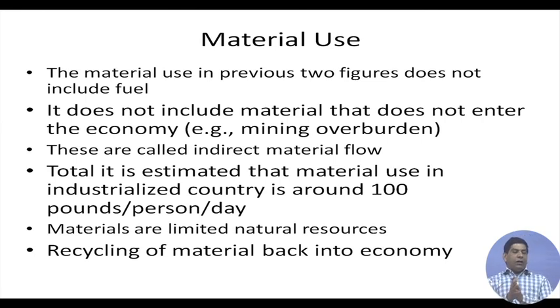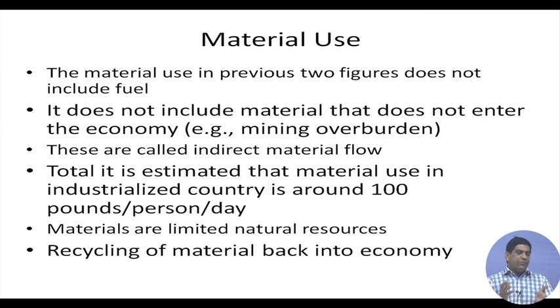So the material use that you saw in the previous two figures does not include fuel. Fuel is separate. It does include material, but it does not include material that does not enter the economy, for example, the mining overburden. We produce lots of mining overburden. These are called indirect material flow. The graphs we had were the direct material flow.